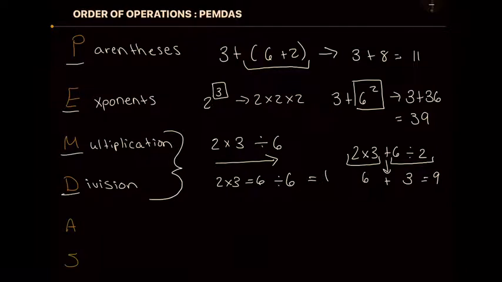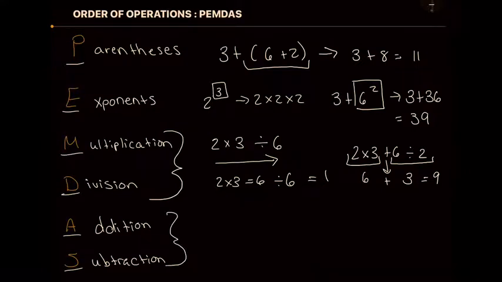And finally, the A and S in PEMDAS stand for addition and subtraction. So we are to add and subtract last. And just like multiplication and division, addition and subtraction are on the same level, meaning we would go from left to right if we had addition and subtraction at the same time.